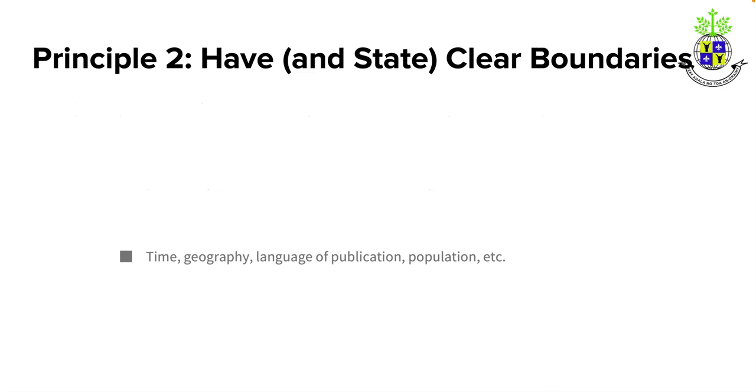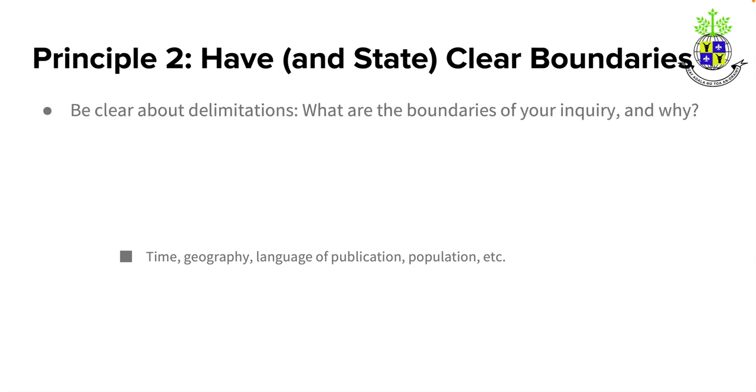Now, second principle: have and state clear boundaries. What are the limitations of what you're doing? And one of those is being clear what the delimitations are. So delimitations are rather like drawing a box around your research, where you say, these are the things that we're choosing to focus on, and whatever's not in that box is not our focus. It might come up briefly, but it's not going to be the focus.